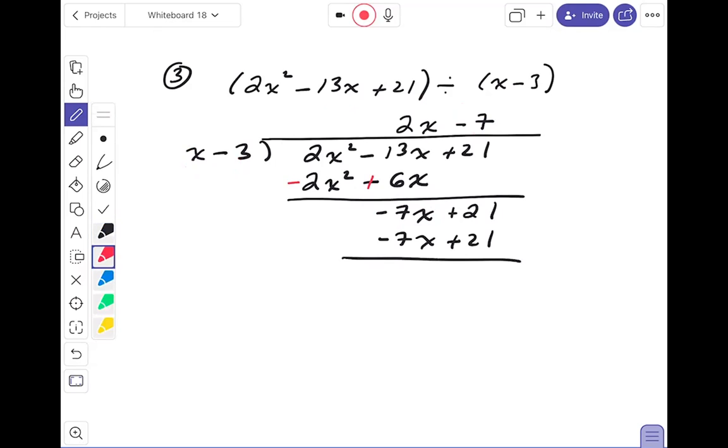So what I'm going to do, change the signs. So this becomes plus, this becomes minus. All right, now if you did that, what would you get? Minus 7x plus 7x is 0, and 21 minus 21 is 0. No remainder. So my answer here is 2x minus 7. Put that in a box. That's a result of division.